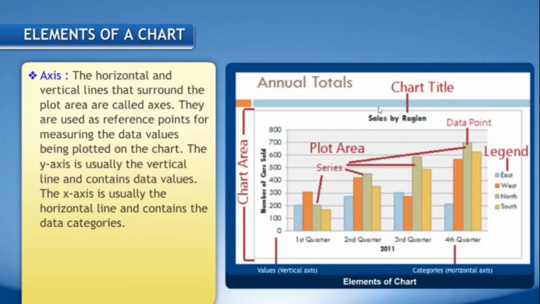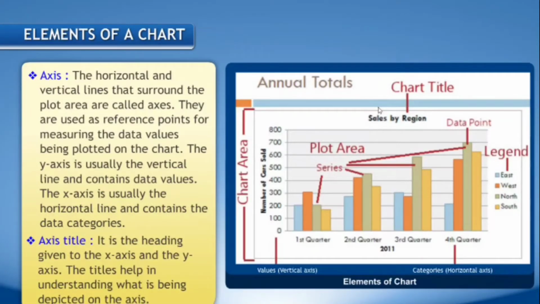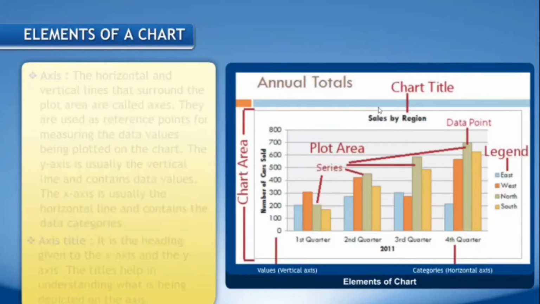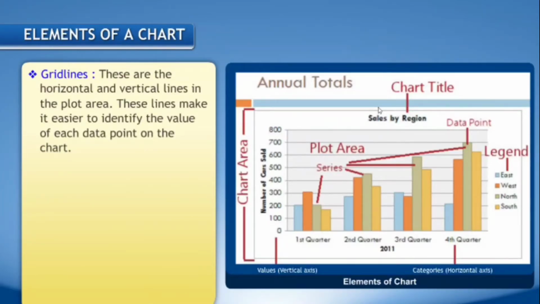Axis. The horizontal and vertical lines that surround the plot area are called the axis. They are used as reference points for measuring the data values plotted in the chart. The y-axis is usually the vertical line containing data values and the x-axis is usually the horizontal line containing the data categories. Axis title. It is the heading given to the x-axis and the y-axis. The titles help in understanding what is being depicted on this axis.